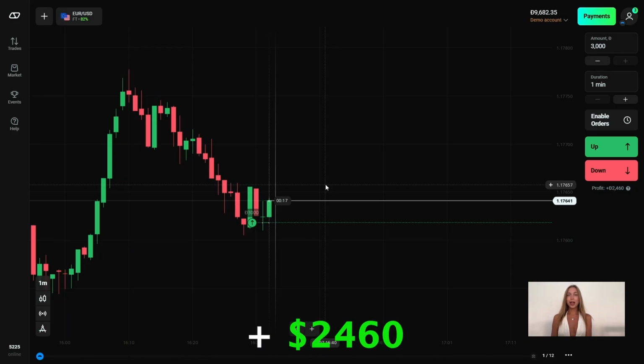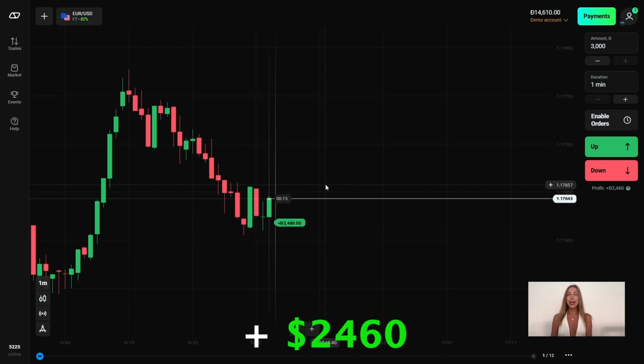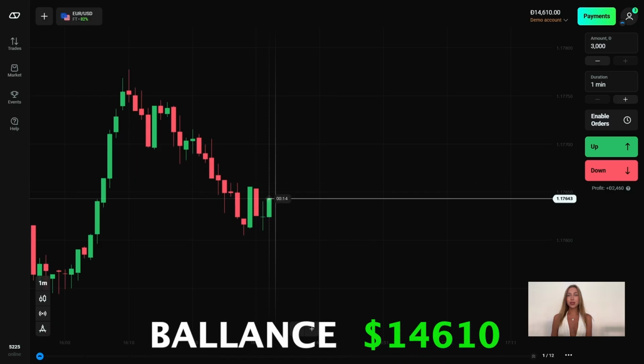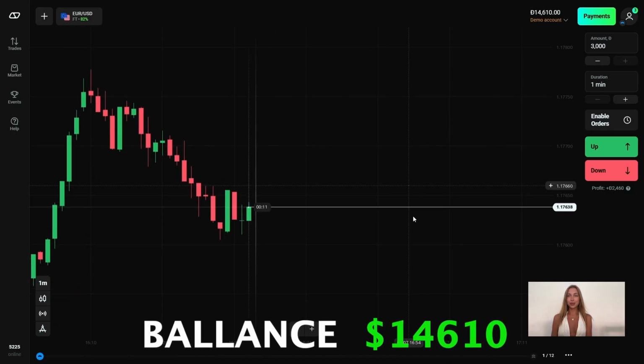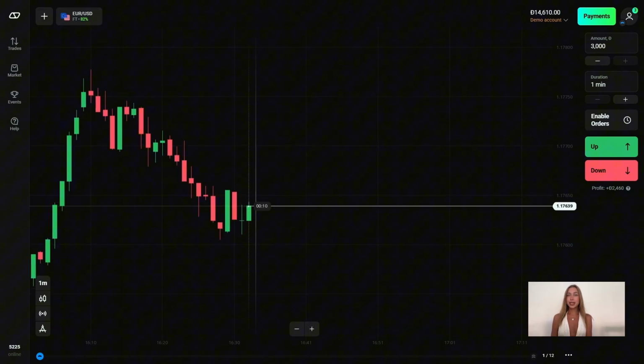So the upward move happened, the trade worked out well, and now my balance is 14,610. As you can see, during today's trading session, I was able to work with 3 setups. Each one I managed to execute in profit because I got good pullbacks from areas on our indicator.